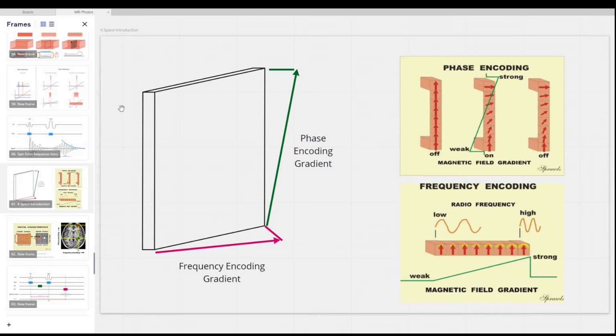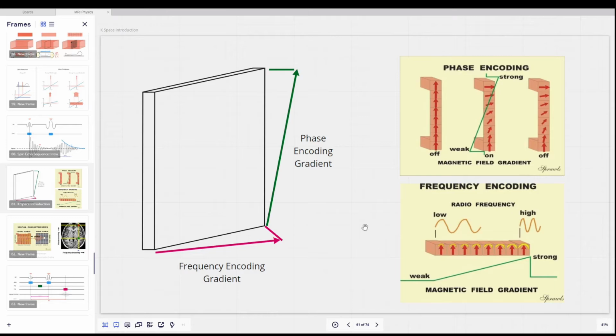So this lecture is talking about spatial encoding, right? We've talked about contrast, right? We talked about selecting a slice. Now we've got to figure out where the signal is coming from in that slice. So the way we do this is kind of the same way that we selected a slice. We just apply more gradients. Okay. So we selected a slice by applying a gradient along the long axis of the patient, right?